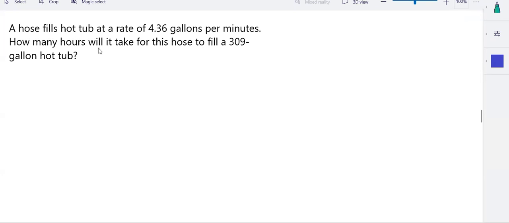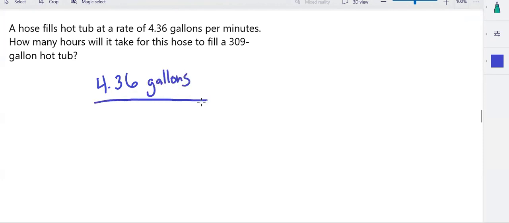And let's see, I am given a rate of gallons per minute. And my hot tub is in gallons, but I'm looking for hours. So I'm going to do this. There's a couple different ways you can do this problem. I'm personally going to do it in 2 steps. The first one being I'm going to convert my rate so that way it's gallons per hour instead of gallons per minute. So this is my current rate, 4.36 gallons per 1 minute.